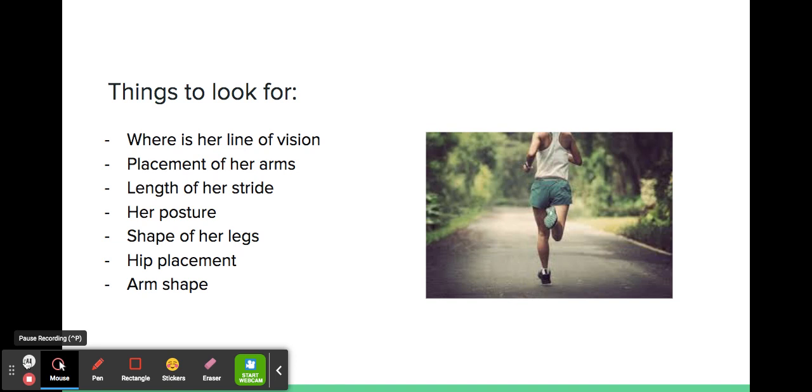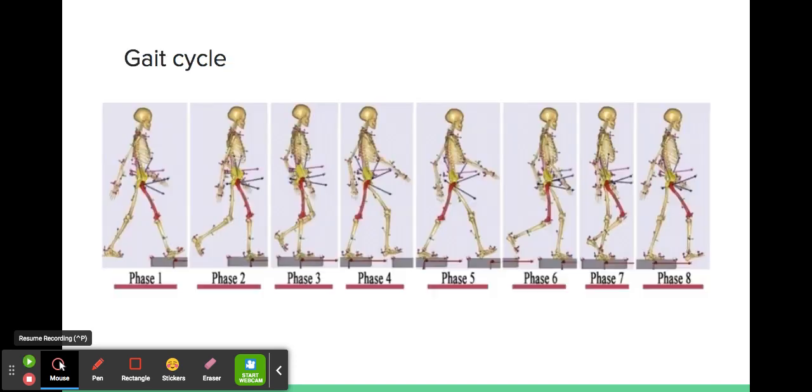Okay, so the important things that we look for when we are watching a running form, we look for where their line of vision is, the placement of their arms, the length of their stride, their posture, the shape of their legs, their hip placement, and their arm shape. These are all really important aspects of their form, and they determine the speed and functionality of their running form.